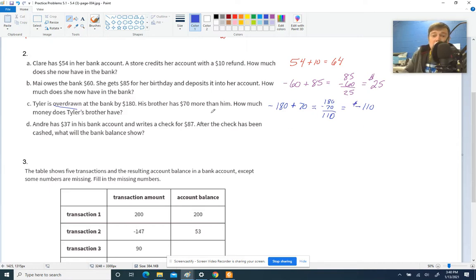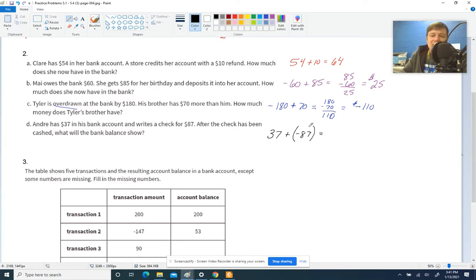Andre has $37 in his account. So that would look like this. It's positive. He has that money. He writes a check, though, for 87. Big no-no. So he writes a check that has a negative amount of money because it's taking away, and he's going to end up in the negative some form or fashion.